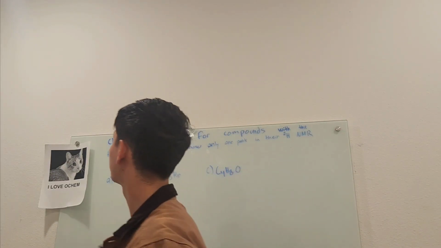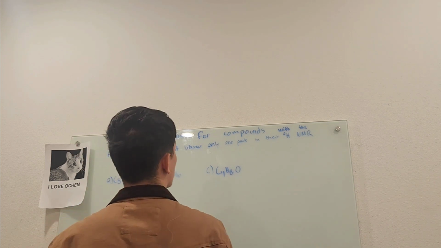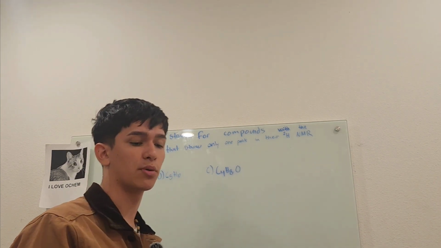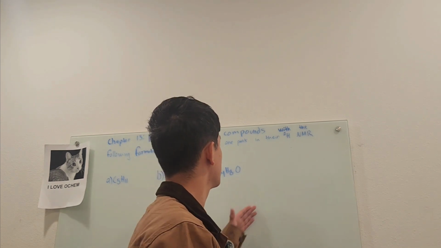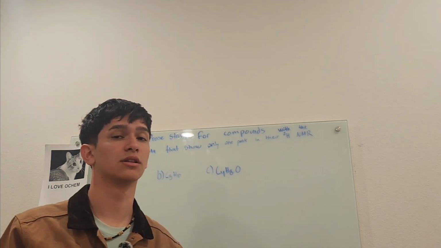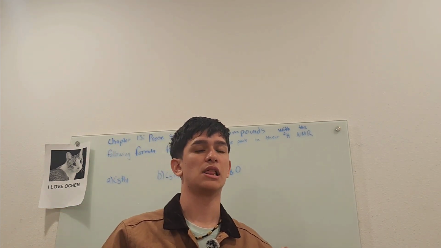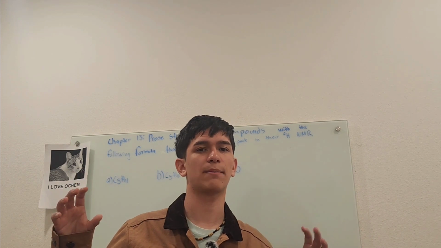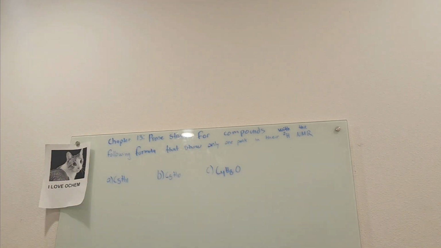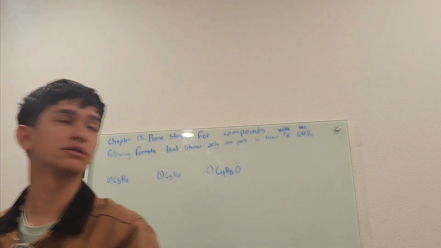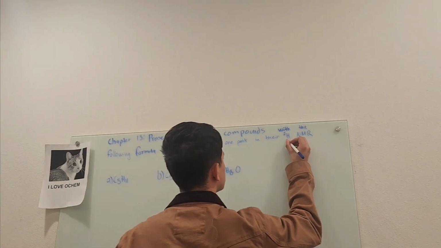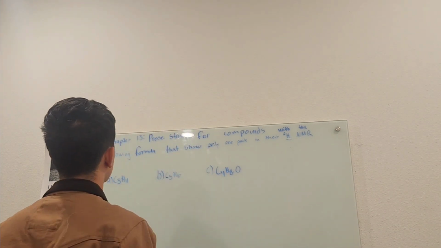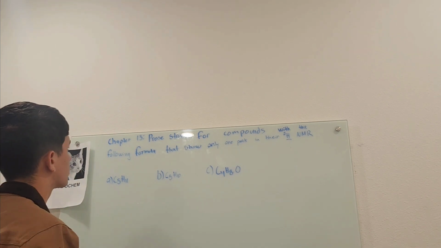Today we're going over chapter 13, and we're going to be talking about proposing structures for HNMR, right? NMR tells us about possible structures. It's a type of spectroscopy, right? It will tell us about possible structures we can have. And HNMR is with respect to hydrogen, right? So let's read the question.